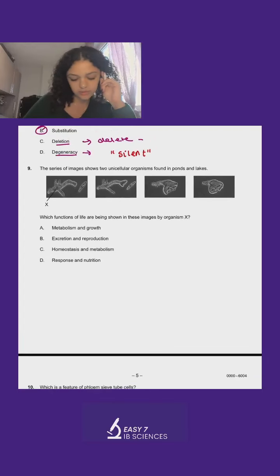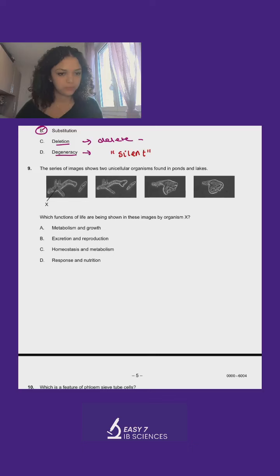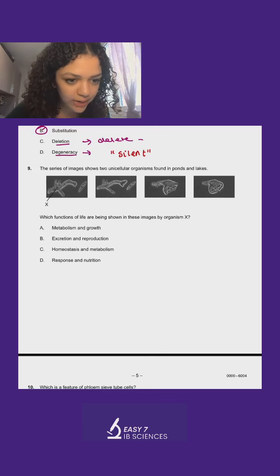It says the series of images shows 2 unicellular organisms found in ponds and lakes. Which functions of life are being shown in these images by organism X? What do we see? Someone already said D. Very good. Okay, we have another D. Either A or D. Okay, I'll give you guys a hint to try to get a final answer.